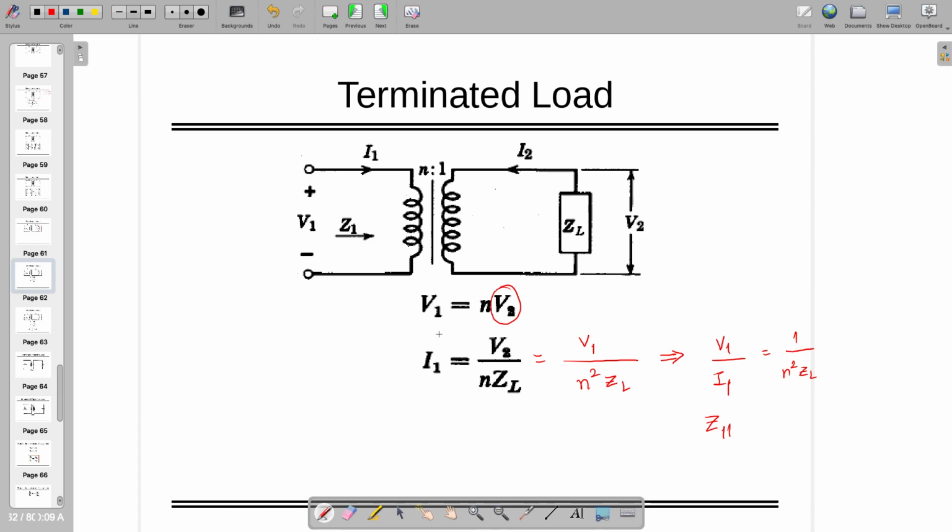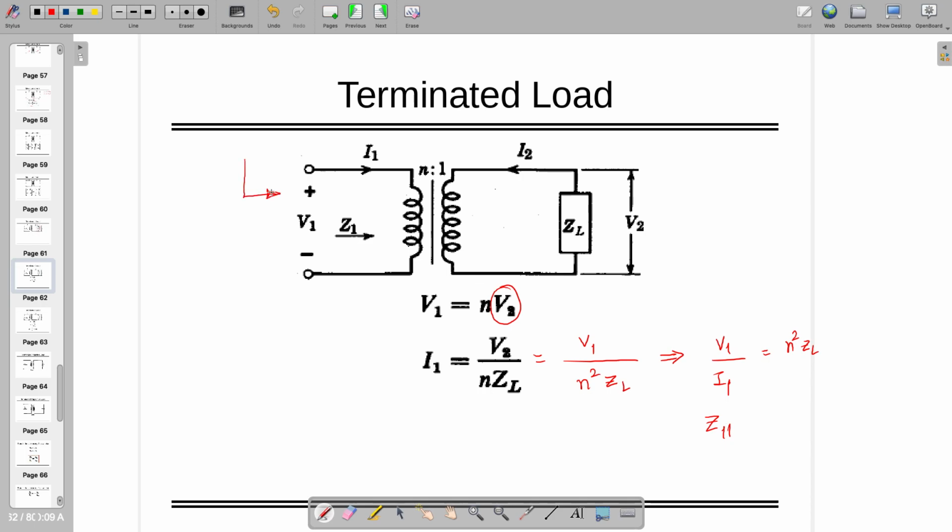So V2 is equal to V1 by n. So V1 by n square by ZL. V1 by I1 is equal to n square. Oh, you are saying V1 by I1 is equal to n square, right? That's correct. Yeah. So V1 by I1 is nothing but Z11.